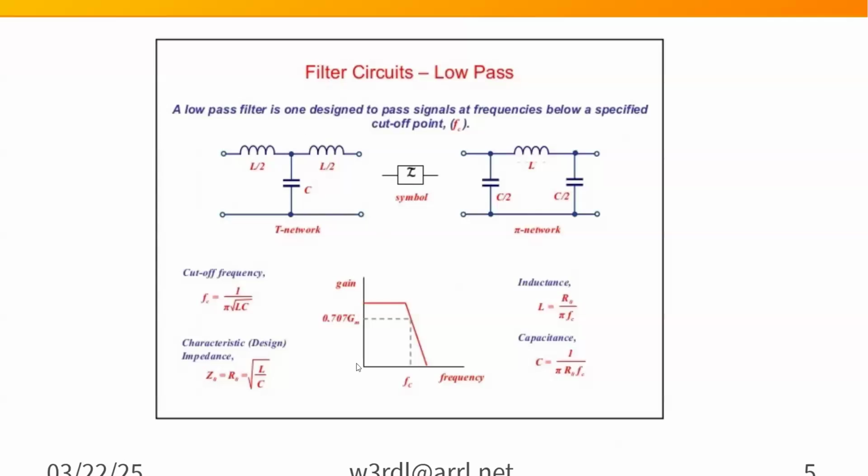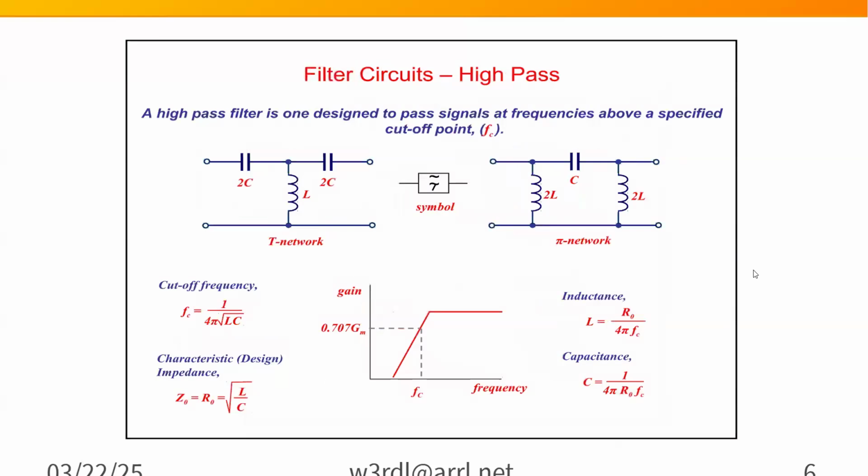And this other one is just showing, well, there's a formula for the characteristic impedance that you design it for. So you pick your Z value or R value and say 50 ohms, and then you figure out what LC ratio, the square root of it gives you 50 ohms. And there's also formulas for calculating the inductance and the capacitance versus the cutoff frequency.